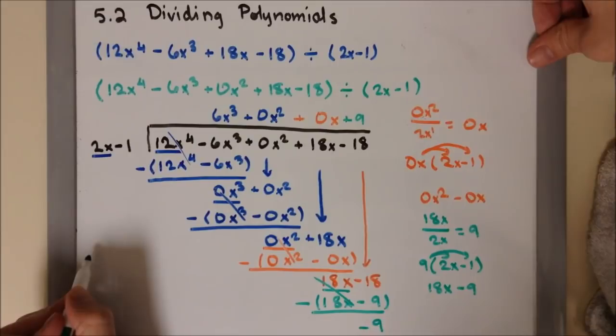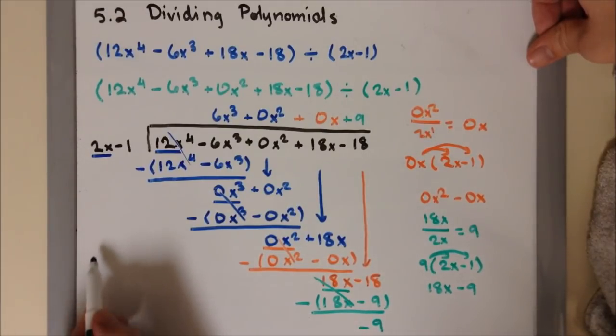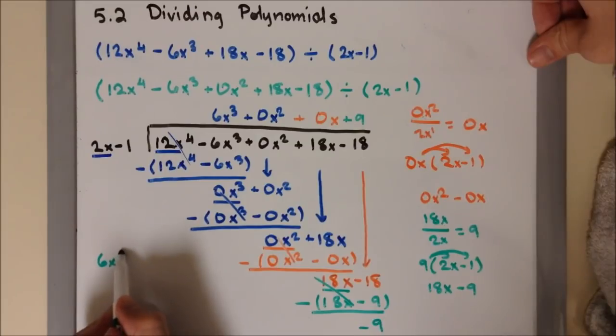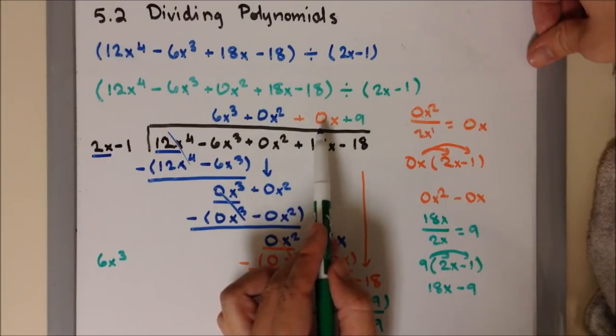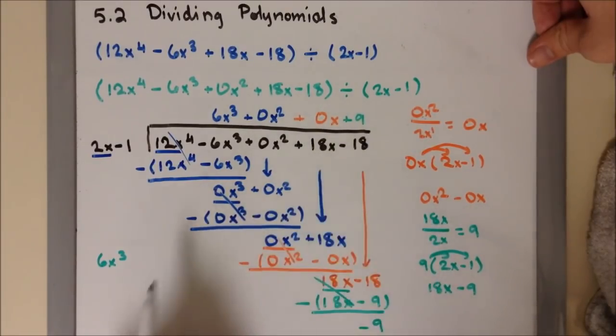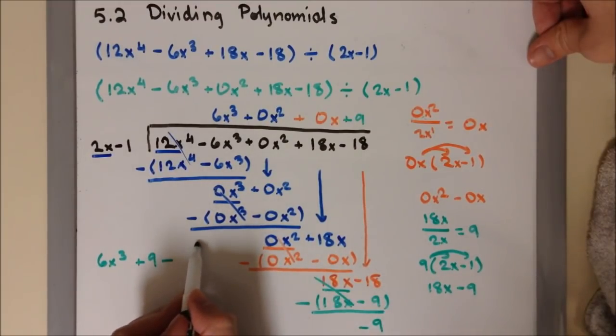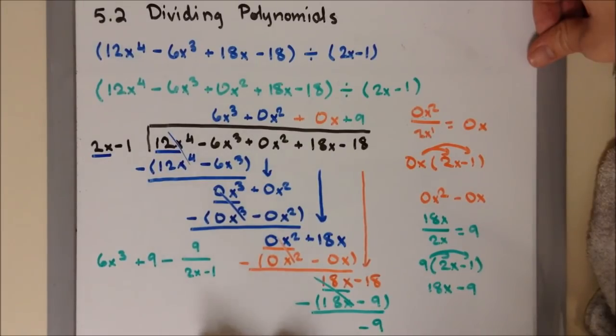Alright, so I'm going to write my answer right here. Now, we're going to start off with 6x to the third. Now since it's 0x squared, I don't have to write it. And then here is 0x, so I don't have to write it. What comes next is my plus 9. Alright, here's my remainder, negative 9. Since it's negative, I'm going to write minus. And then I'm going to put the number on the top of the fraction. And then for the bottom will be my divisor. So 2x minus 1. So my final answer is 6x to the third plus 9 minus 9 over 2x minus 1.